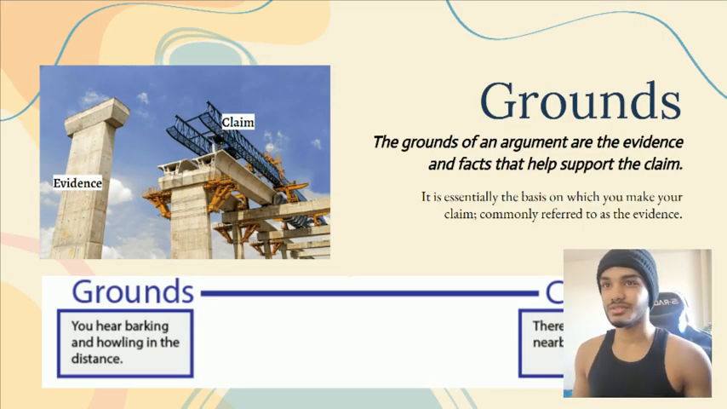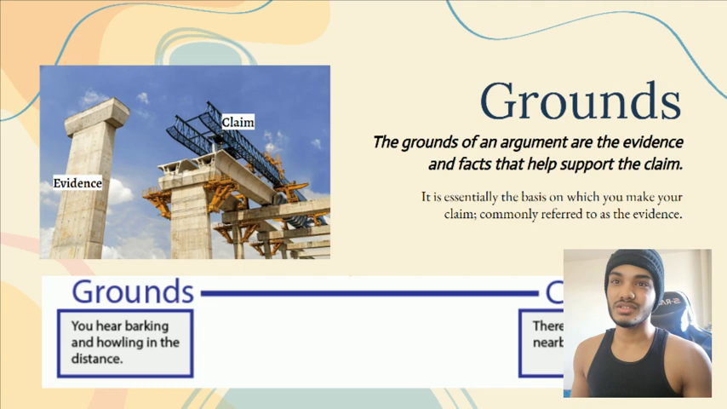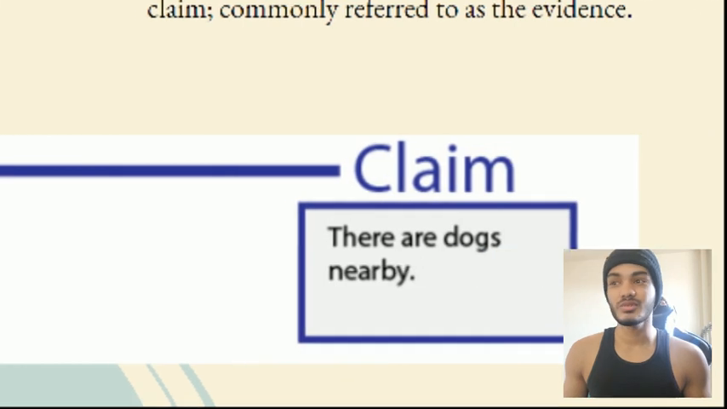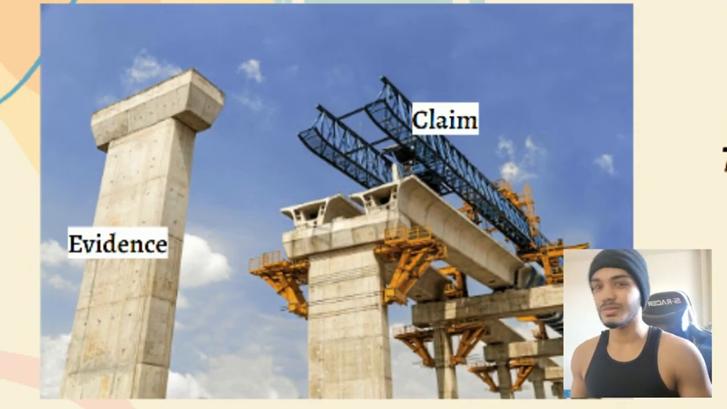Next is the grounds. The grounds of an argument is the evidence and facts that help support the claim. It is essentially the basis on which you make your claim, which is basically the evidence. For example, your grounds: you hear barking and howling in the distance, and you make the claim that there are dogs nearby. So you use the grounds to make the claim.